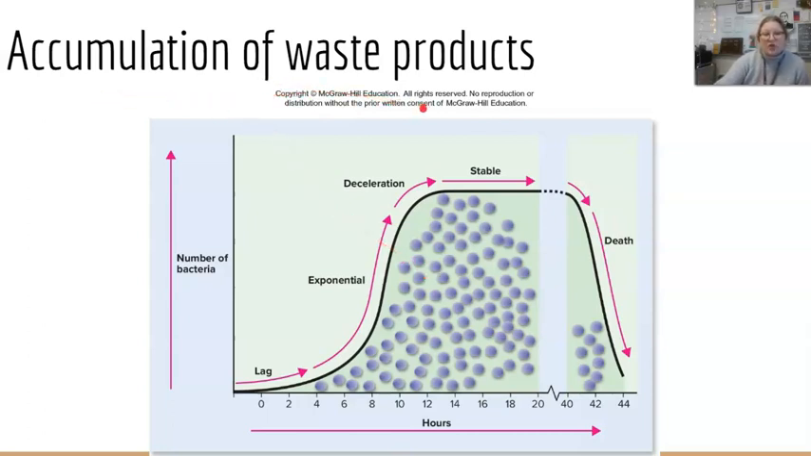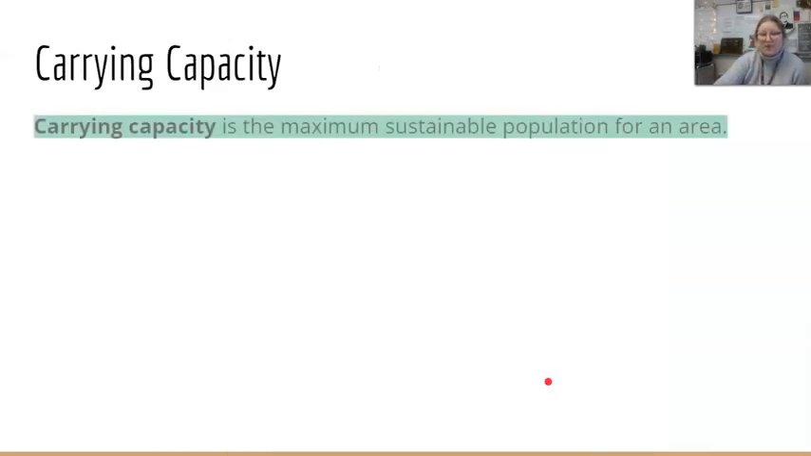An example of accumulation of waste products: we're looking at the number of bacteria over time, and this one is in hours. We looked at our growth curve in our last lesson. So here's our lag phase, exponential growth, deceleration, and then it's stable. But because so much waste accumulated over that time, the bacteria after about 44 hours ended up dying off because it was no longer a habitable place for them to live.